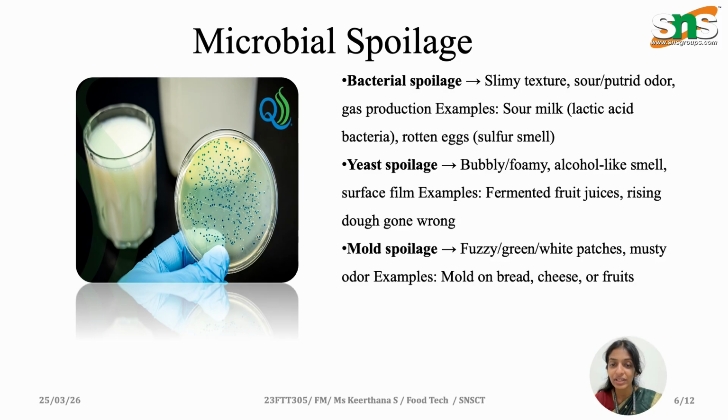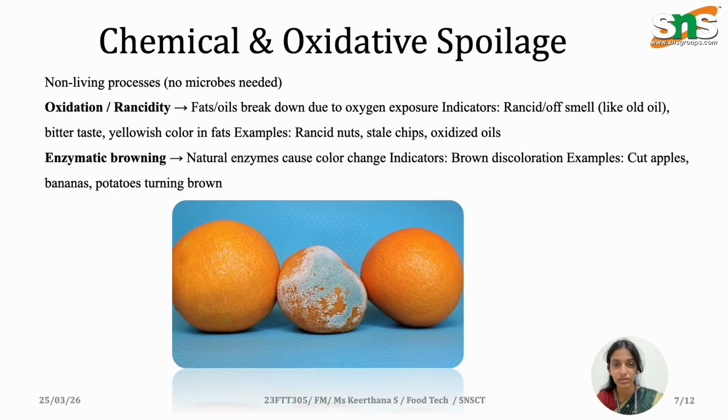This is more noticeable in the case of spoiled fruit juice. Whereas mold grows on the surface like fuzzy patches. So bread mold, all of that falls into those categories.